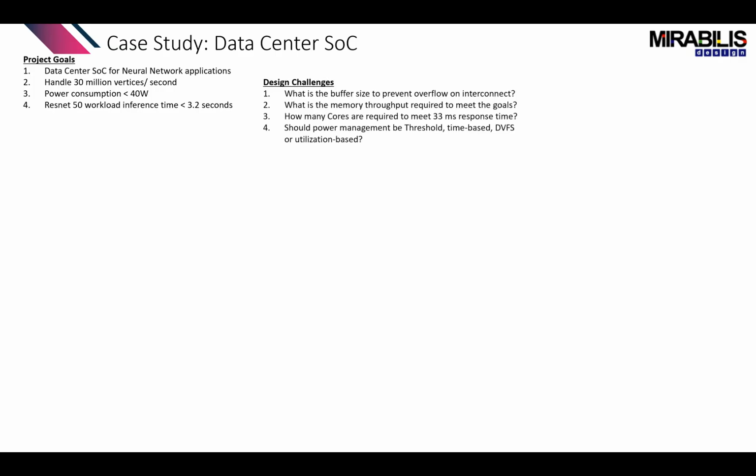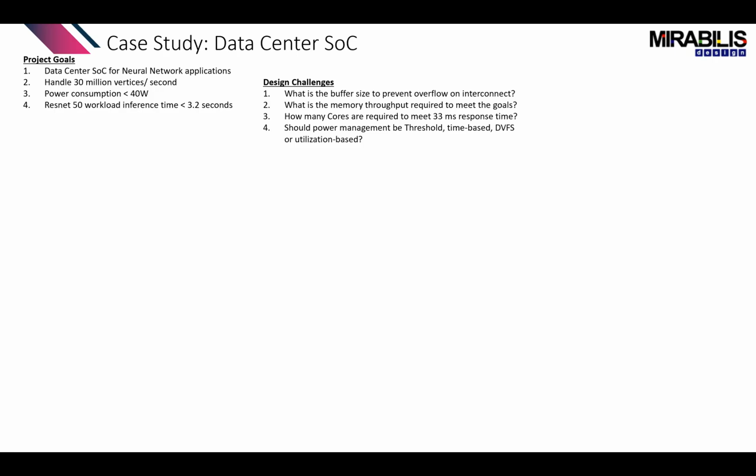Now, before we get very deep in, let's do a case study. Let's look at a data center SoC. In this case, the data center SoC for a neural network application can handle up to 30 million vertices, with less than 40 watts of power. And we want to run something like a ResNet workload, which has to complete the inference in about 3.2 seconds. Now, what are the challenges here?